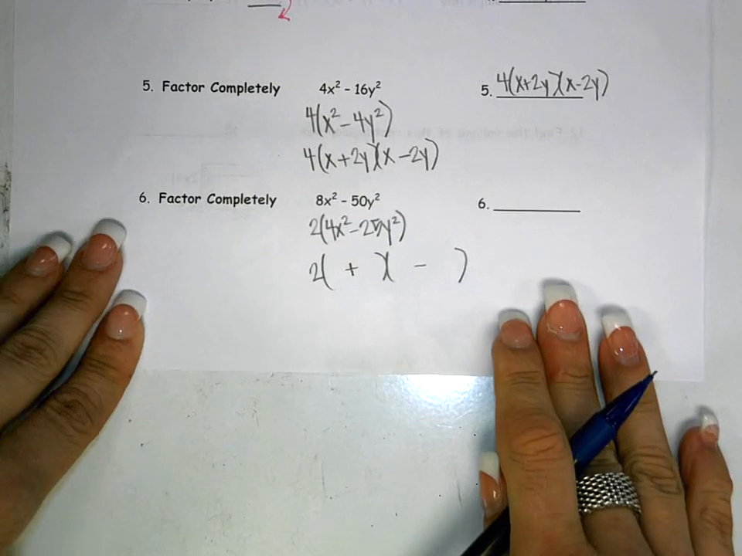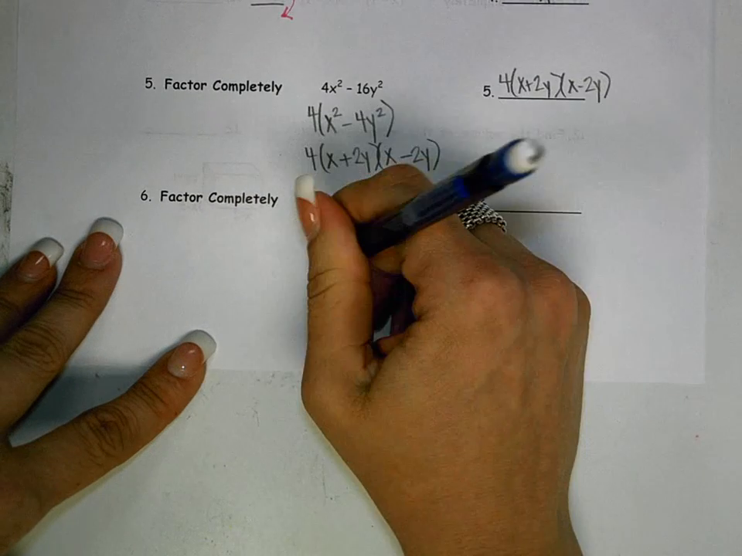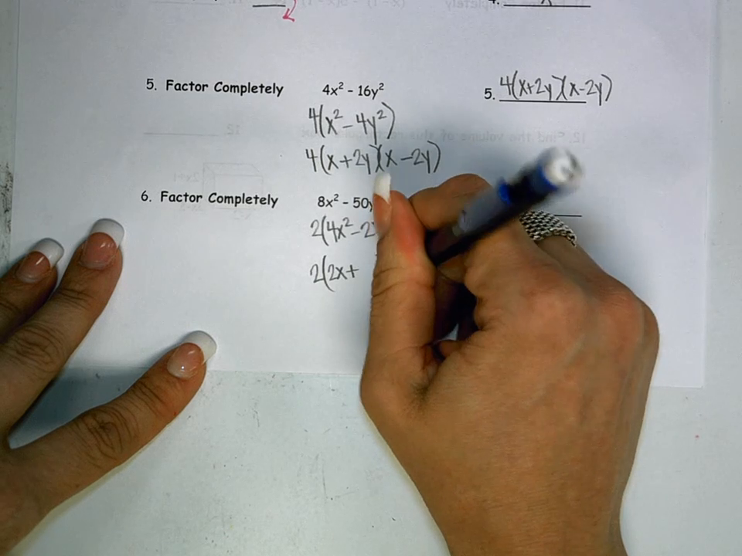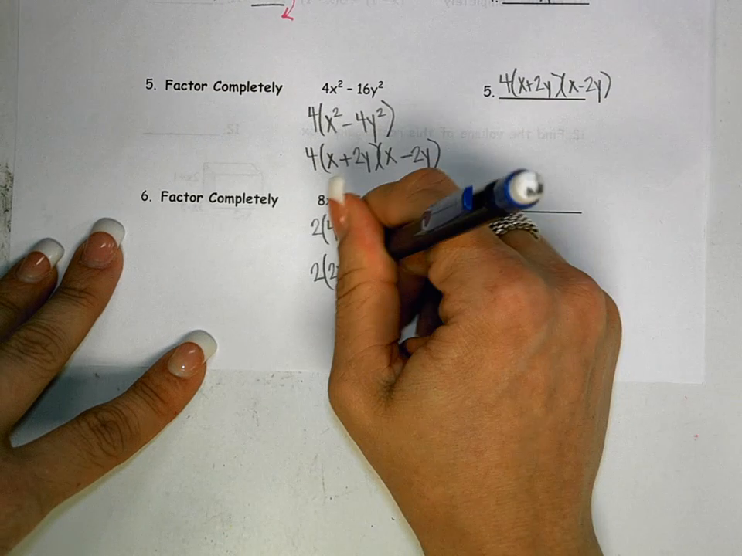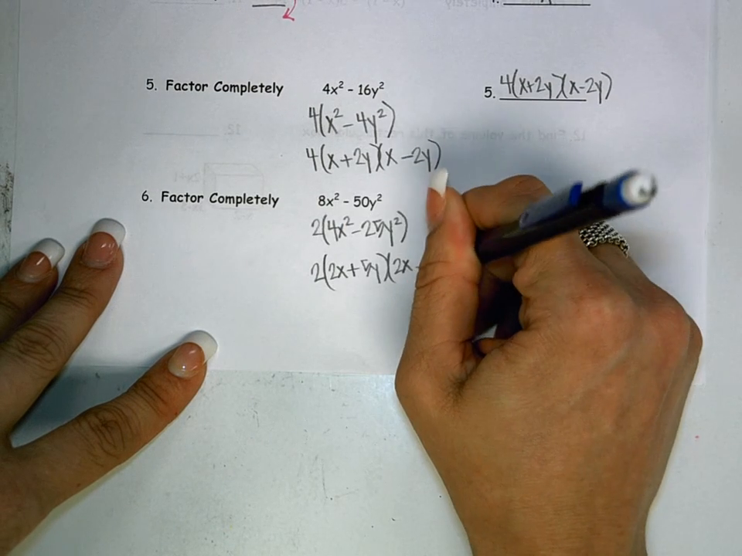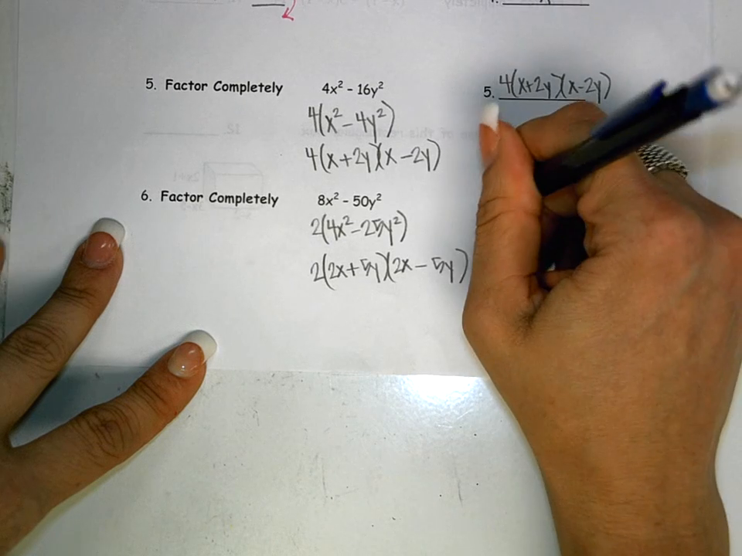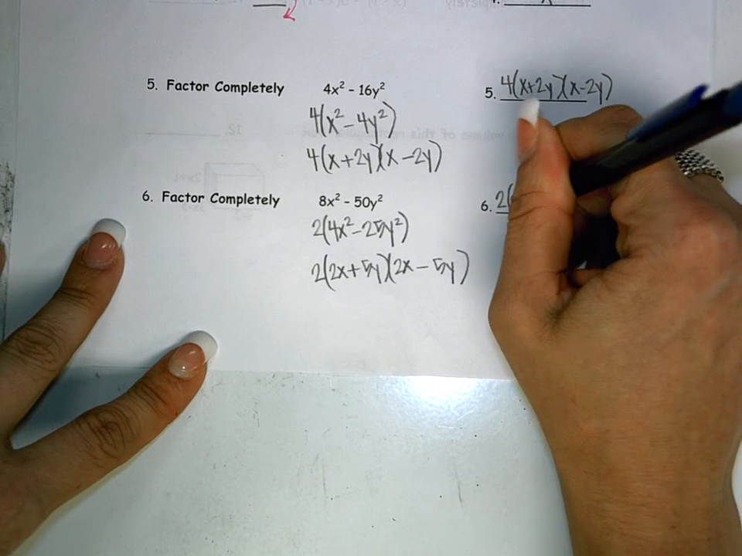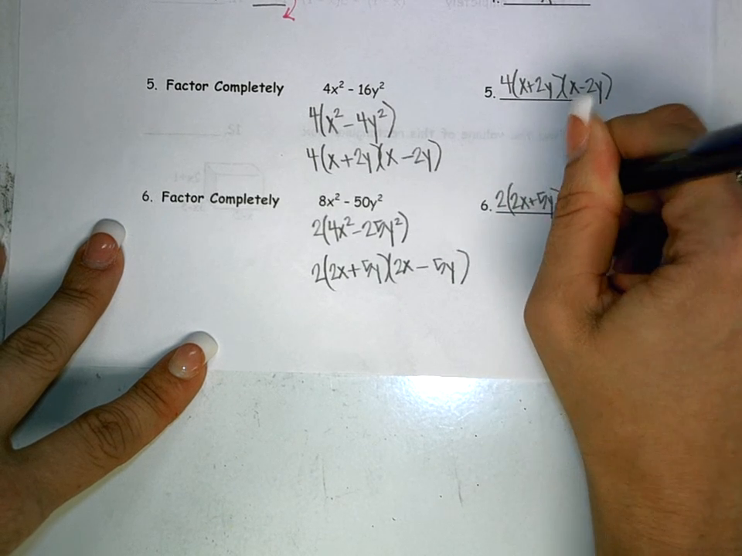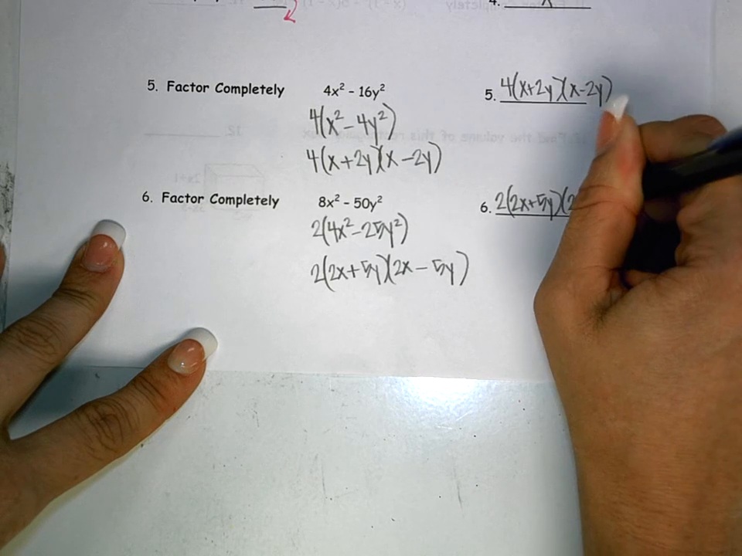So 1's positive, 1's negative. 4x squared breaks down to 2x and 2x. 25y squared is 5y and 5y. And that's your answer. So 2 times 2x plus 5y times 2x minus 5y.